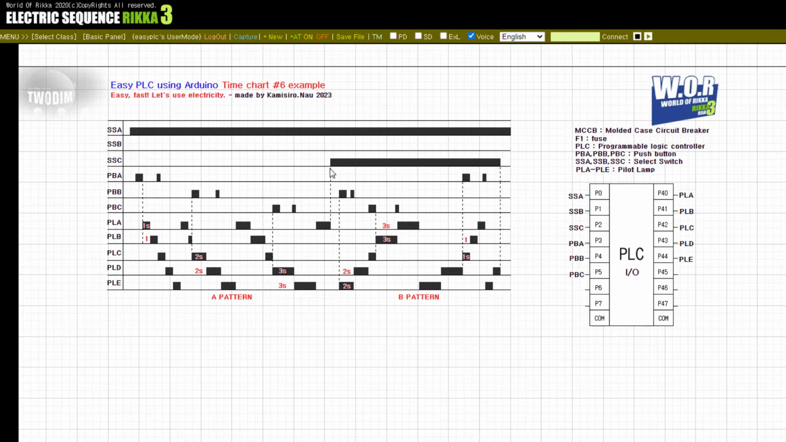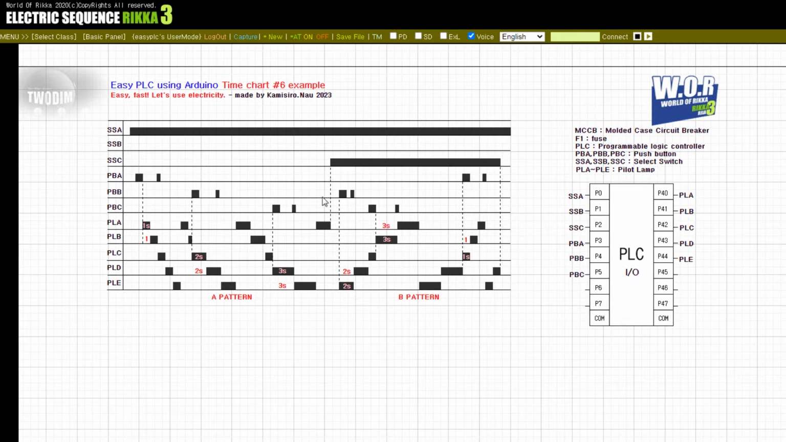Third, when there is a selector switch SSC input, it starts the pattern B operation according to the push button input. Like the pattern A operation, when there is a push button PBA input, the lamps PLE to PLA are turned on and off repeatedly at 1-second intervals.